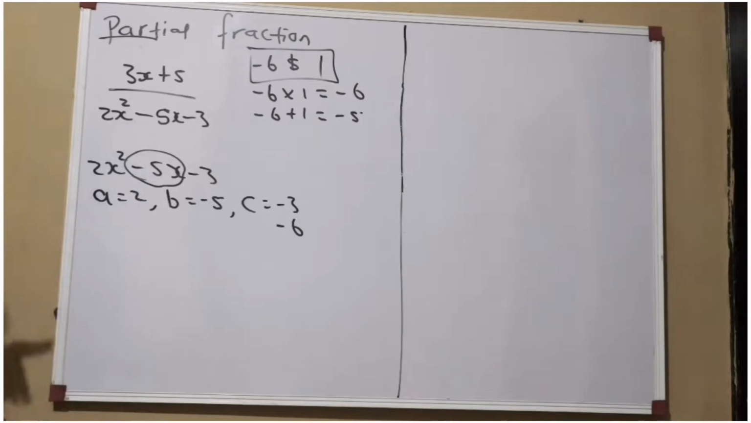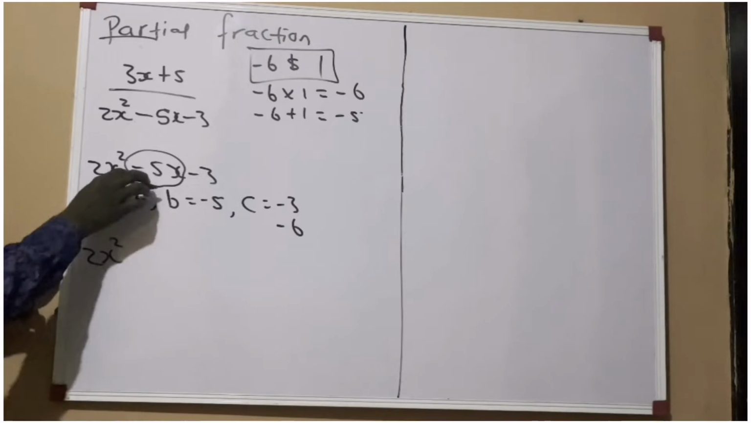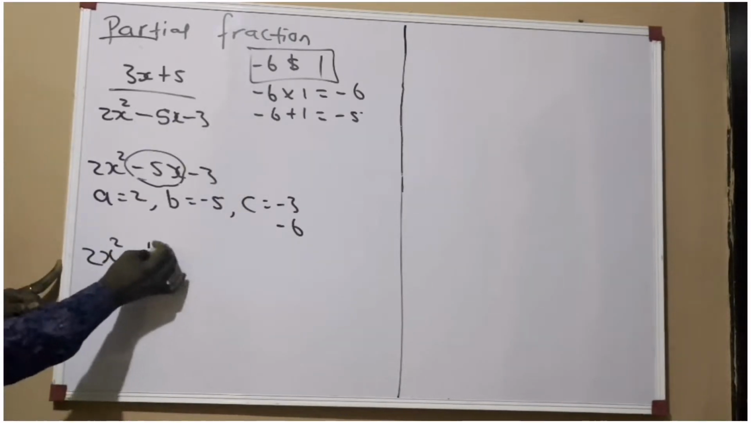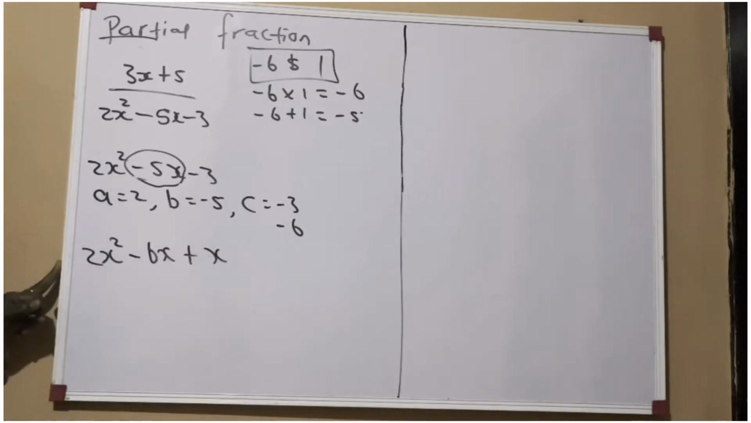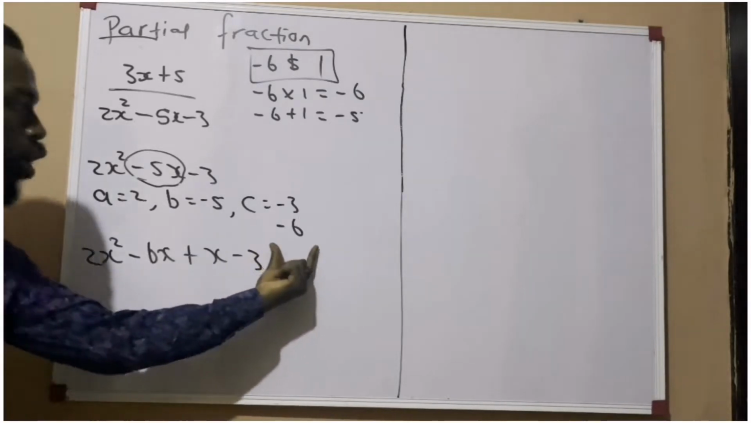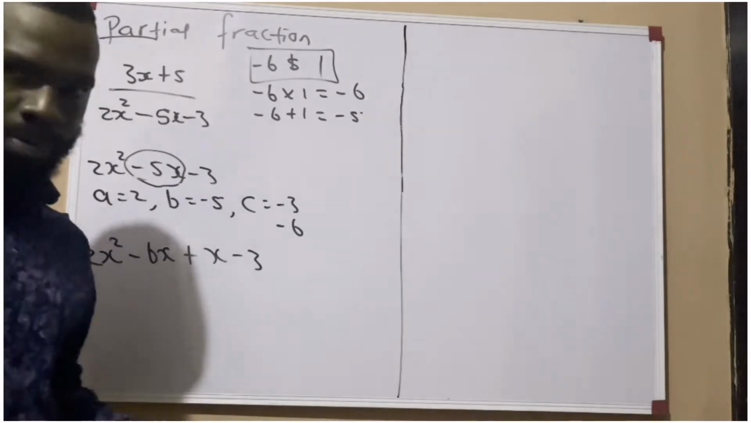Alright, so let's go now. Writing this again, we now have 2x squared. Now, instead of writing minus 5x, what will I write now? Minus 6x. And what do I have here? Plus x. Followed by what? Minus 3. Now, we no longer make use of minus 6. We only make use of minus 6 when we think of the two numbers.